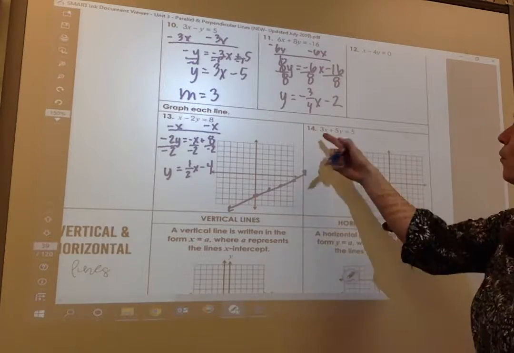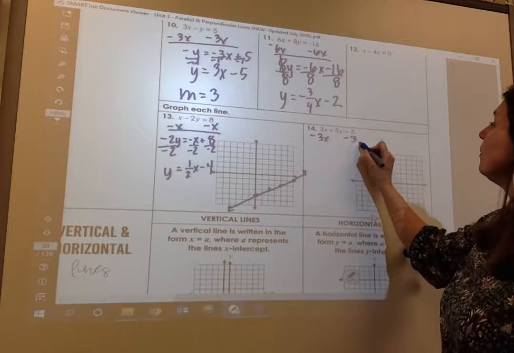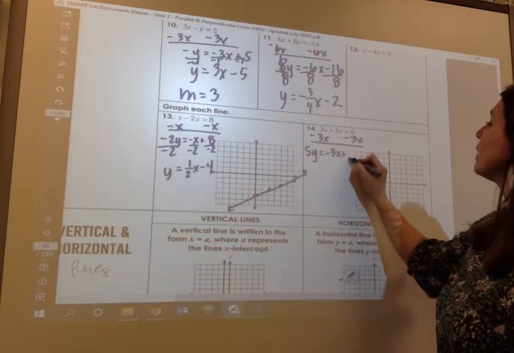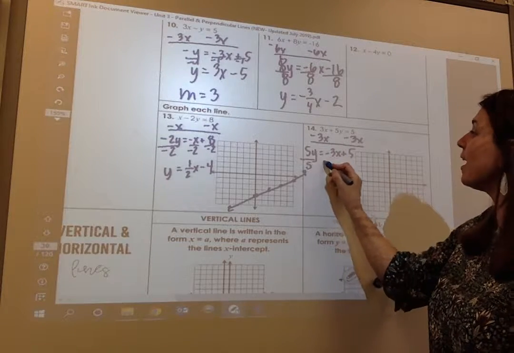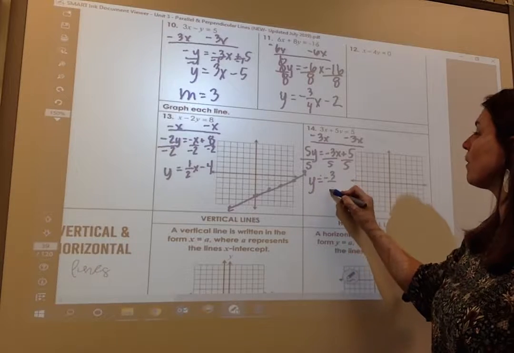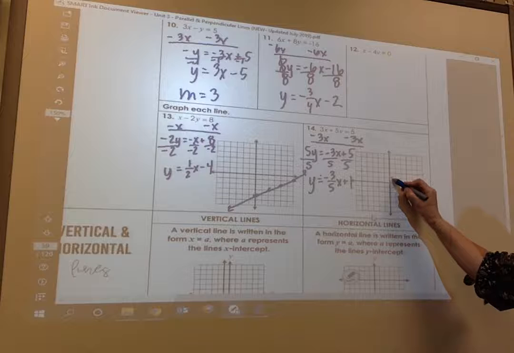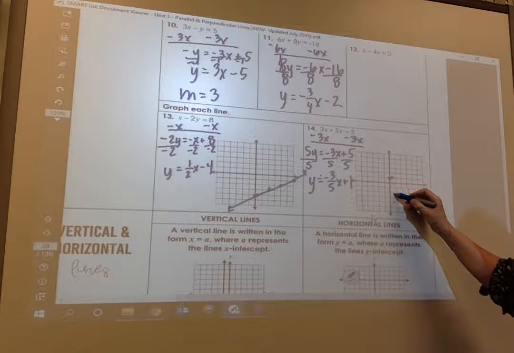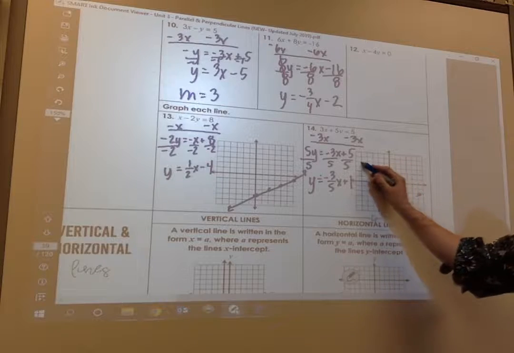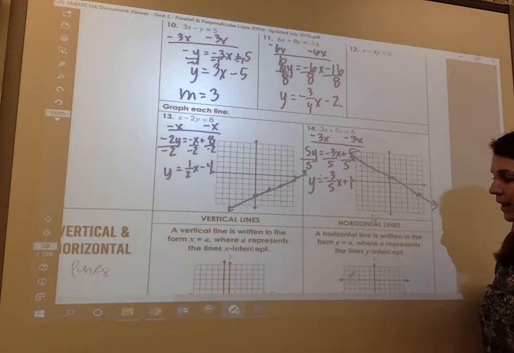All right, let's do number 14 just because any extra practice is good. So I get 5y equals -3x plus 5. Now I'm going to divide everything by 5, and I get y equals -3/5 x plus 1. So my beginning point is +1. My slope is down 3 over 5, and I can reverse it and go up 3 over 5. Either way, you know that your line is negative.